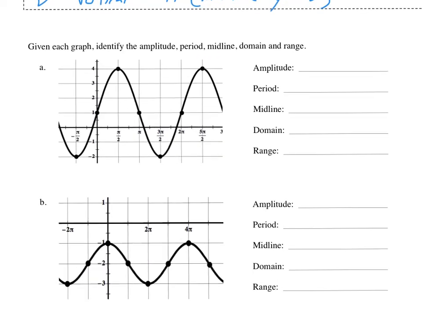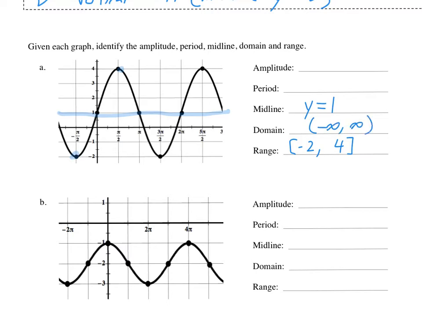Given the graph, identify the amplitude, period, midline, domain, and range. Well, first we want to identify our midline. That's where it equally parts above and below. I can see the range here, -2 to 4. That's 6 apart, so halfway between them is going to be 1. So the midline is y equals 1. Domain is always -infinity to infinity.